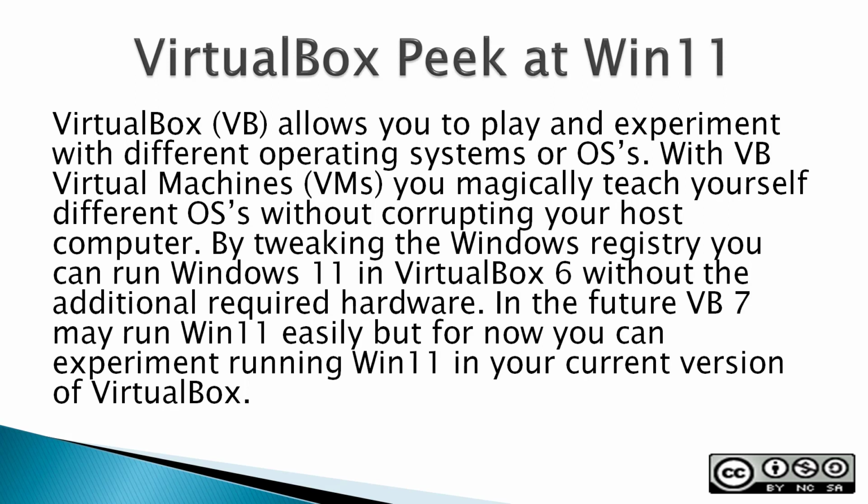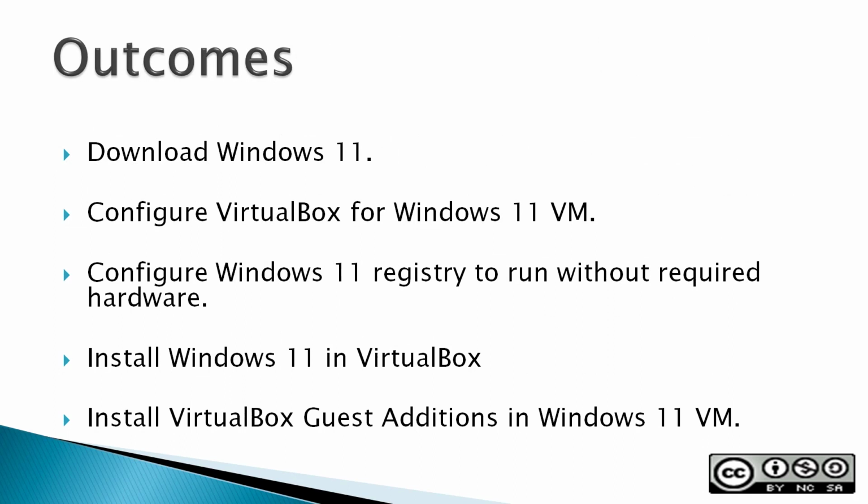By tweaking the Windows registry, you can run Windows 11 and Virtualbox 6 without the additional required hardware. In the future, VB7 may run Win 11 easily, but for now, you can experiment running Win 11 in your current version of Virtualbox. Outcomes for this video would be to download Windows 11, configure Virtualbox for Windows 11 virtual machine, configure Windows 11 registry to run without the required hardware, then install Windows 11 in Virtualbox, and finally install Virtualbox Guest Editions in Windows 11 Virtual Machine.